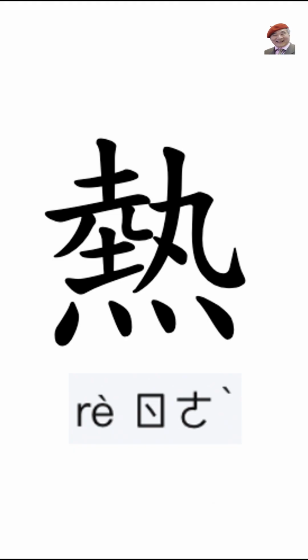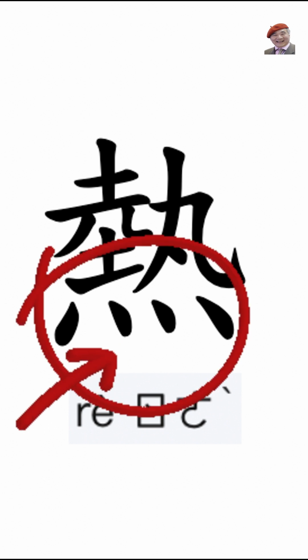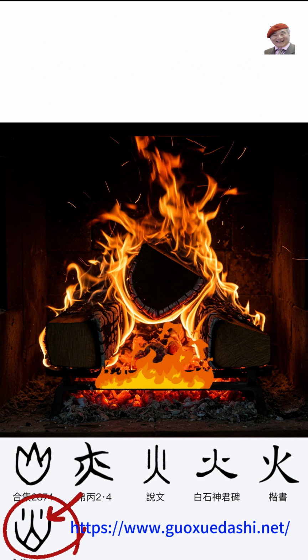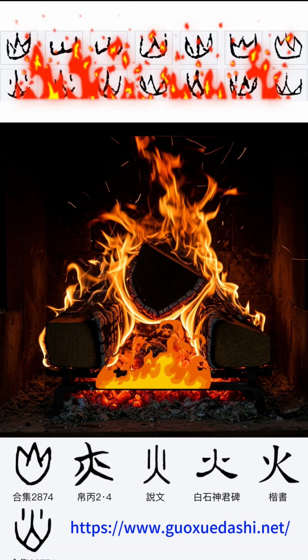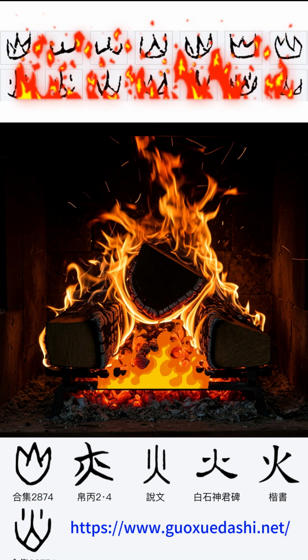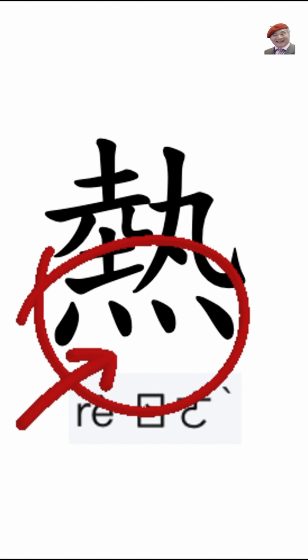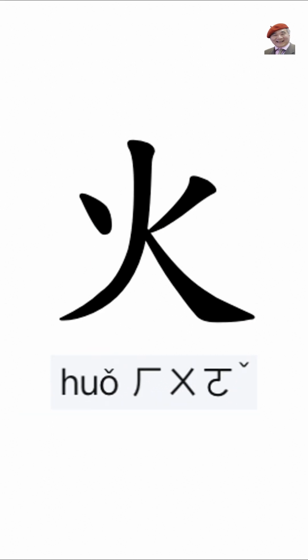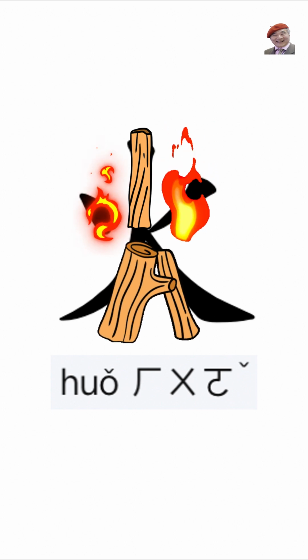Now let's look at how the character for hot 热 is written. It has two main parts. The bottom part is 4 dots, which represent fire. If you look at ancient Chinese writing, you can see that these dots are actually little flames flickering. In Chinese, we can show fire with these 4 dots, or sometimes with a taller symbol that looks like a piece of wood with 2 flames on it.